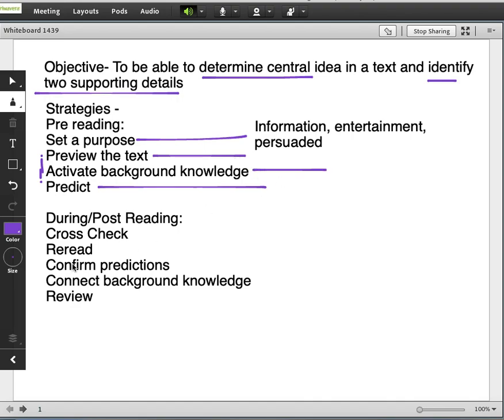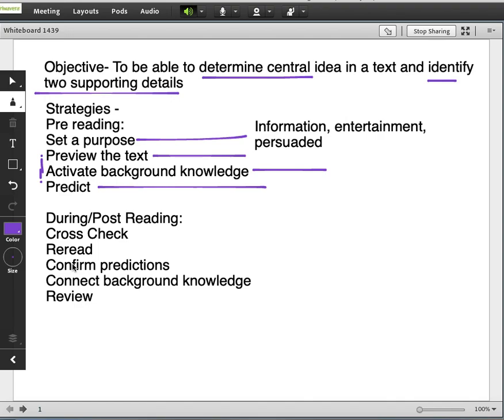Our background knowledge is activated when we see something that we recognize, whether it's the name of the author, or maybe we've read something about that author before, or the title, we've recognized the title, or maybe we've heard it, or maybe we've read it 2 or 3 years ago and we don't really remember what it's about, but we bring some background information with us to the reading of the text.